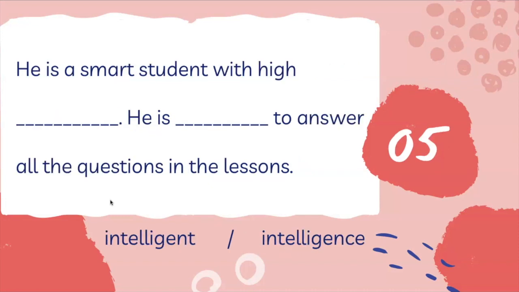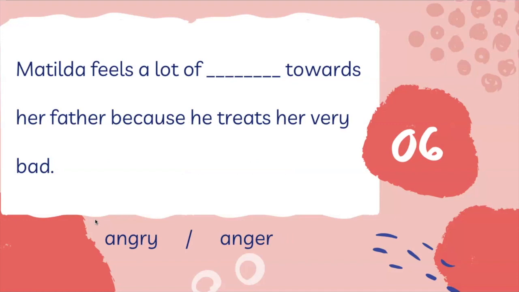The next one. He is a smart student with high blank. He is blank to answer all the questions in the lessons. So, what should you put in the blanks? Matilda feels a lot of blank towards her father because he treats her very badly. So what should I put here? Should I put an adjective or a noun?